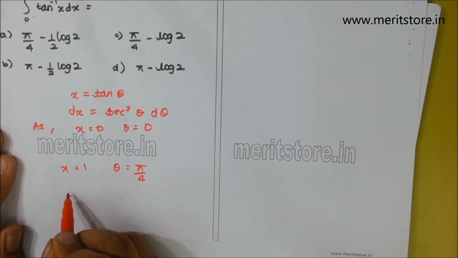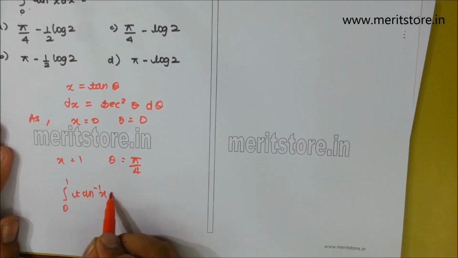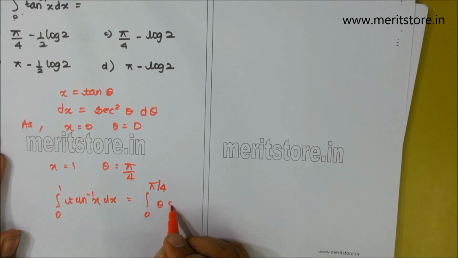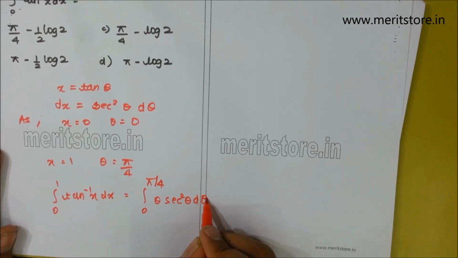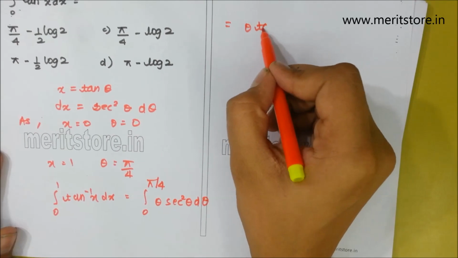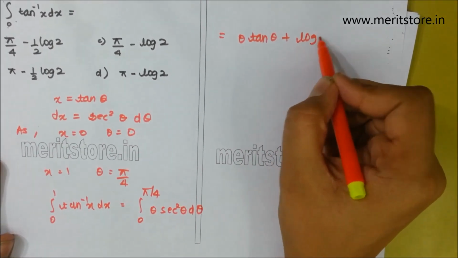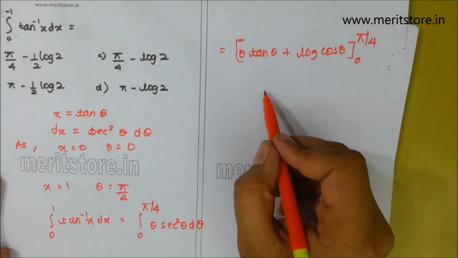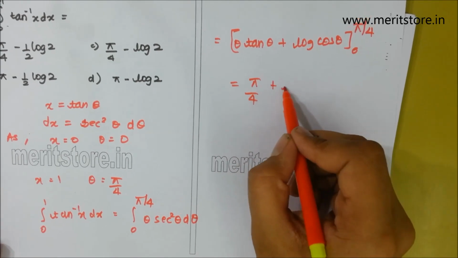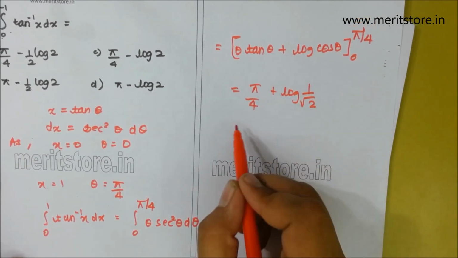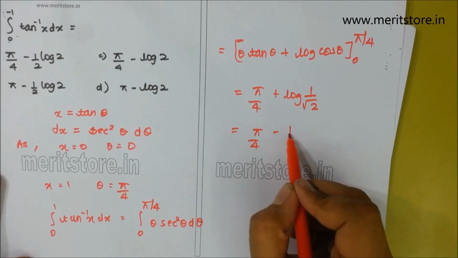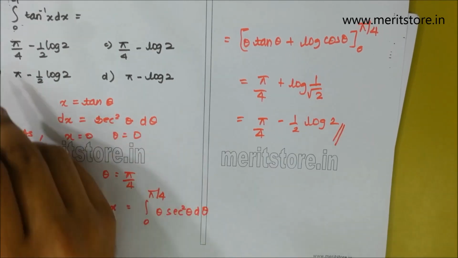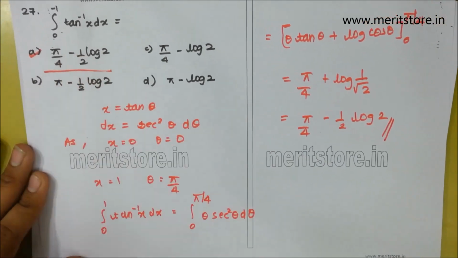Therefore, from 0 to 1 of tan inverse of x dx, that is the question, is nothing but from 0 to pi by 4 theta sec square theta d theta, which will give us theta of tan theta plus log of cos theta from 0 to pi by 4, which will give us pi by 4 plus log of 1 by root 2, which is nothing but pi by 4 minus 1 by 2 log of 2. That is option A. Pi by 4 minus 1 by 2 log 2.